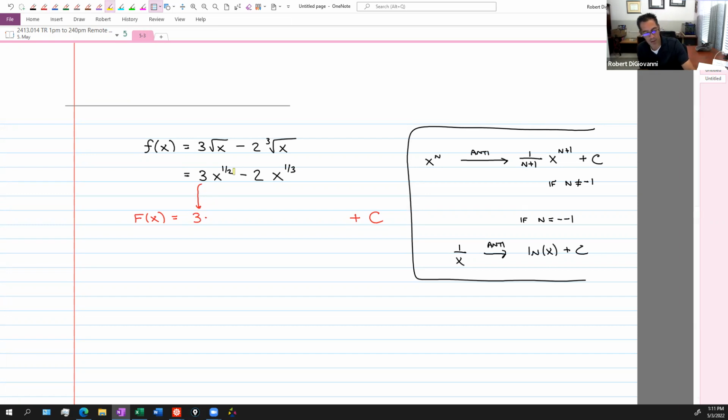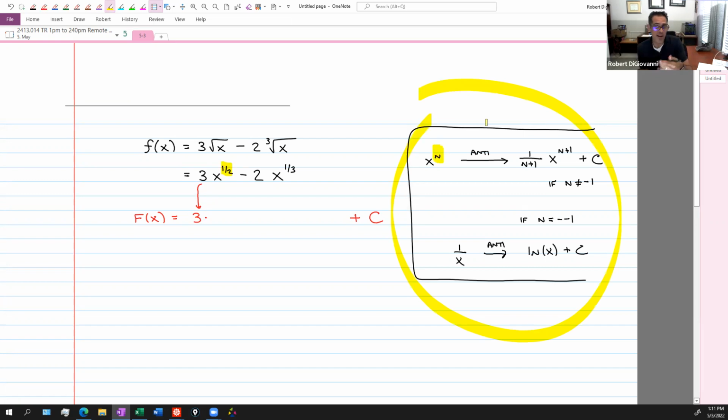And then here, our power is 1/2. So I'm using this formula where n is 1/2, and I'm just going to plug it into the formula: 1 over 1/2 plus 1 times x to the 1/2 plus 1. I'll figure out what all that is in a minute, but let me continue. Now the -2 comes down, and I'm going to do the same thing: 1 over 1/3 plus 1 times x to the 1/3 plus 1.